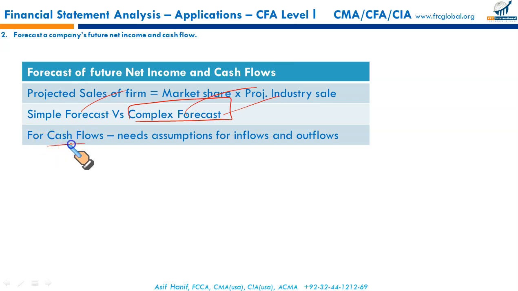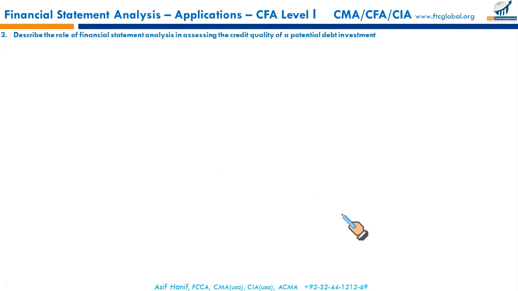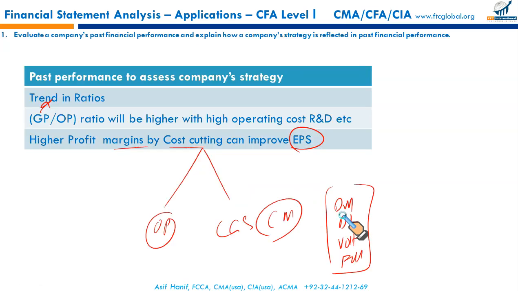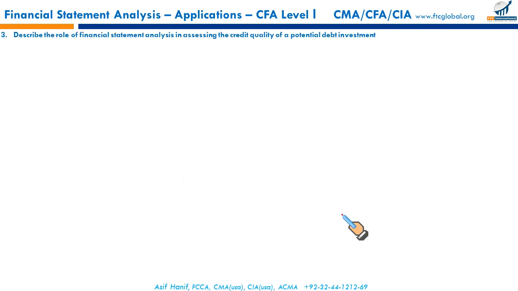For cash flows, we need assumptions. Inflows from operating, financing and investing will come from which areas, by disposal of what assets, by issuing shares and issuing bonds, and outflows will relate to which specific use. So these need assumptions for inflows and outflows both. Next it says, did we miss anything? No, we did not. Next, your third LOS says, describe role of financial statements in assessing the credit quality of potential debt investment.